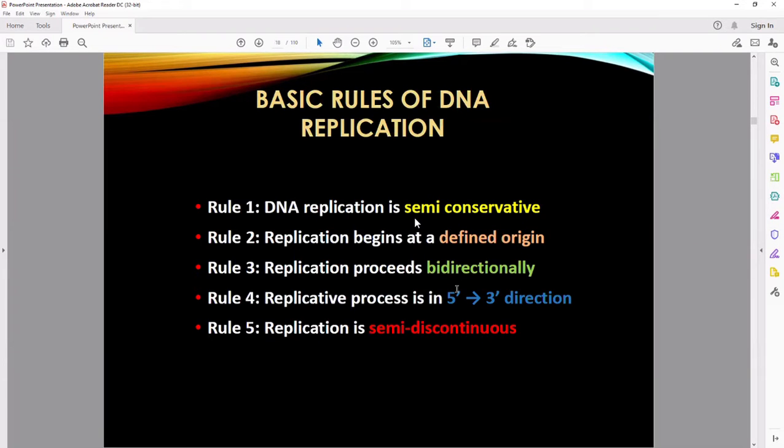So these are the basic rules of DNA replication. There are 5 basic rules. DNA replication is semi-conservative, and replication begins at a defined origin. Replication proceeds bidirectionally, and the replicative process is in the 5' to 3' direction. It is a semi-discontinuous process. We have to understand all of these terms: semi-conservative, defined origin, bidirectional, 5' to 3' direction, and semi-discontinuous. These are the basic rules of replication.